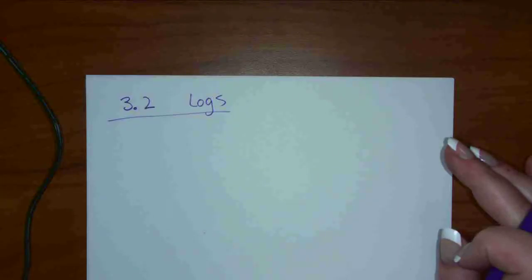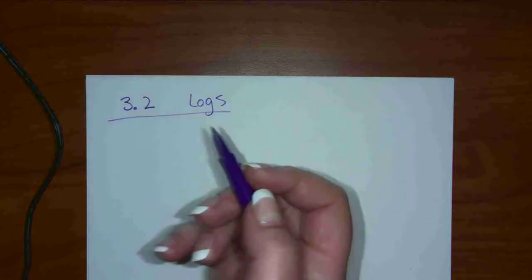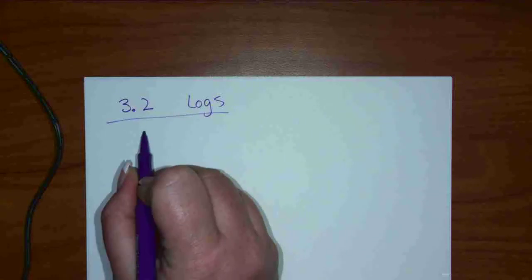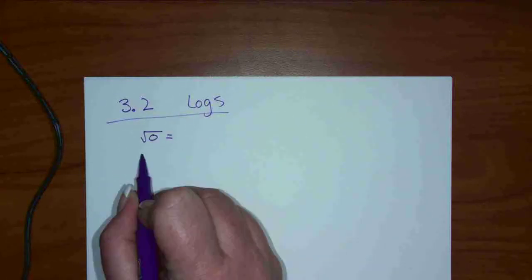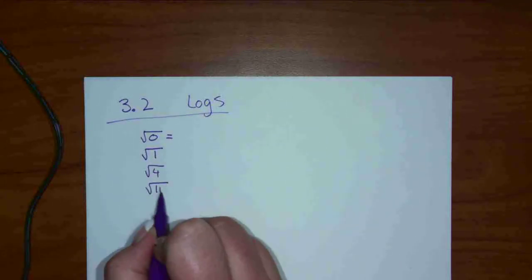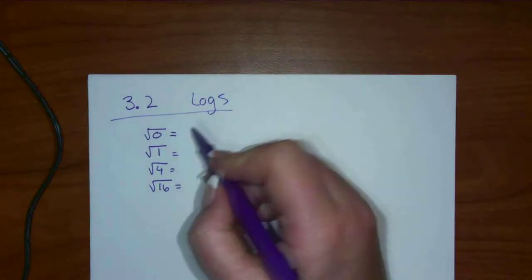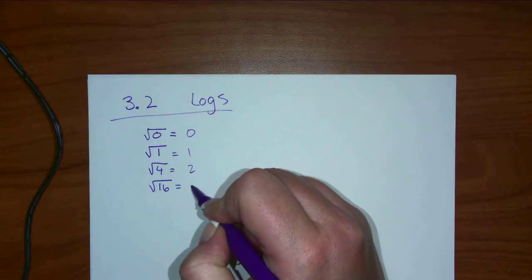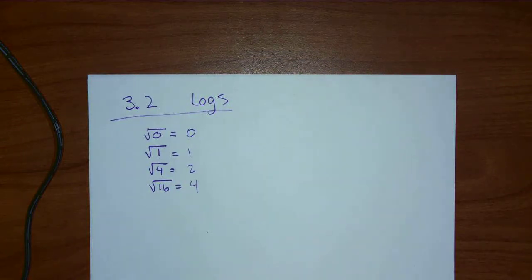Logs. And what I compare logs to is square roots, because you know how to do square roots, and we know some square roots, and I sort of talked about this a bit last class. What's the square root of 0? Square root of 1, square root of 4, square root of 16. We know those. 0, 1, 2, oh, I missed 9. That's okay. 4. I didn't mean to miss one, but there it is.